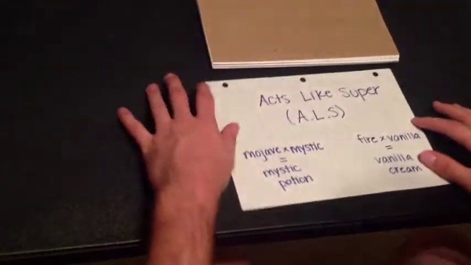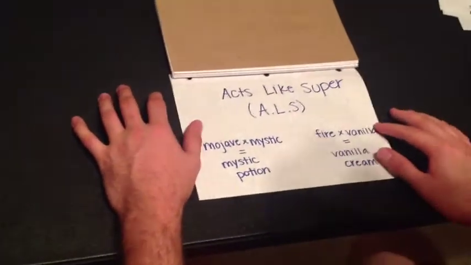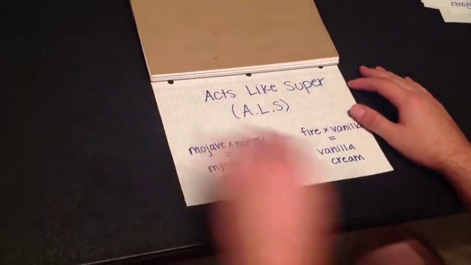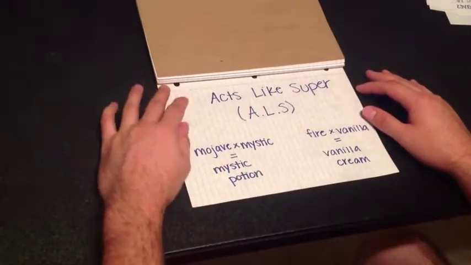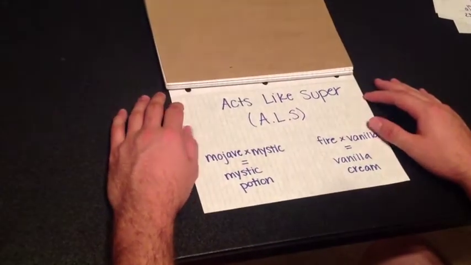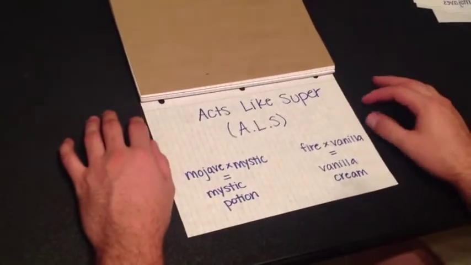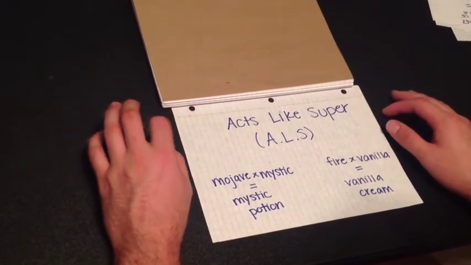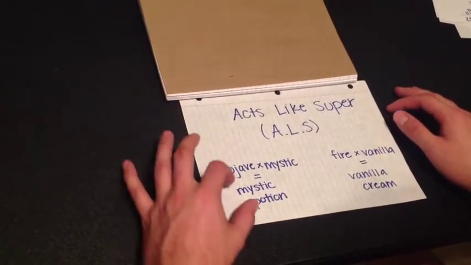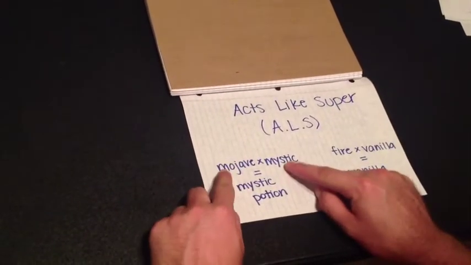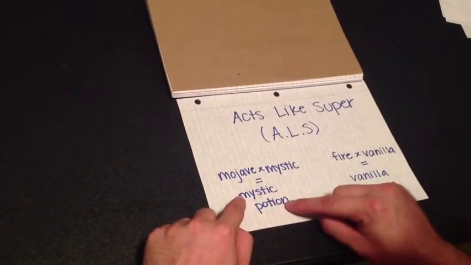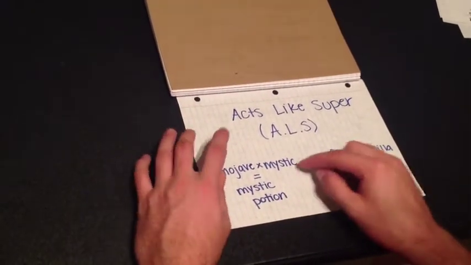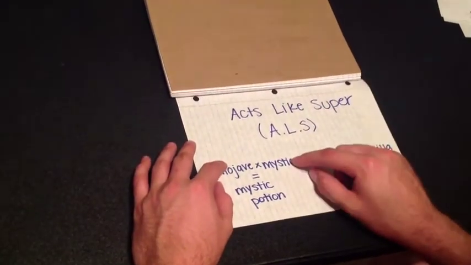Acts like super is a term that Kevin McCurley basically made up, which is a really good term. It explains what's going on. Acts like super is two genes that combine together to make a super form. If I breed a Mojave to a Mystic, I'm going to make a Mystic Potion. They're two different genes, but they make a double gene, as a super pastel would be basically two genes of pastel. This is two genes of Mystic and Mojave.